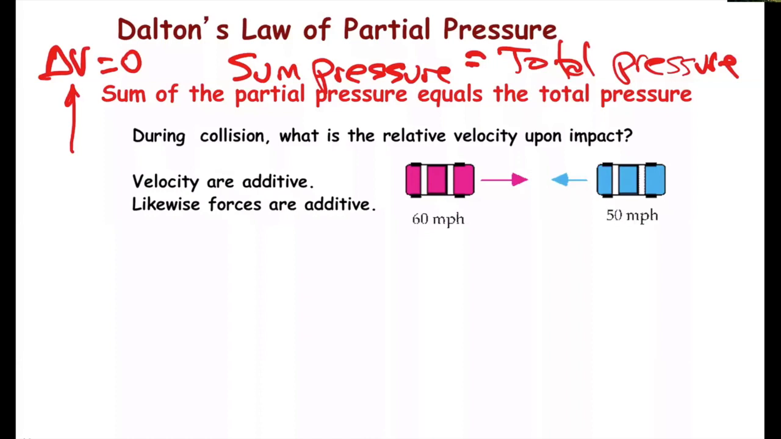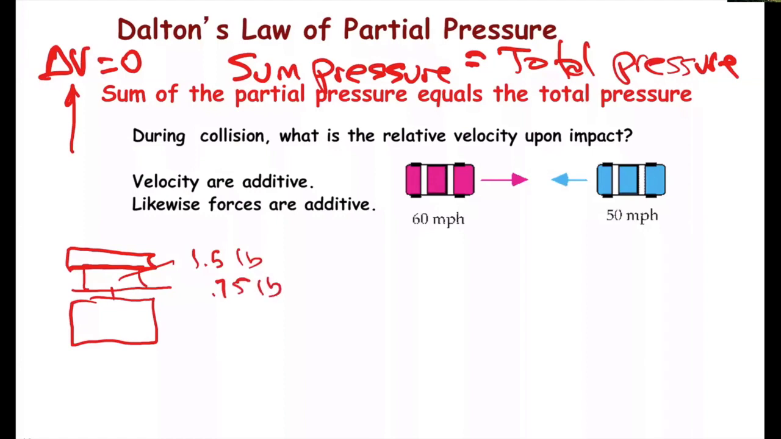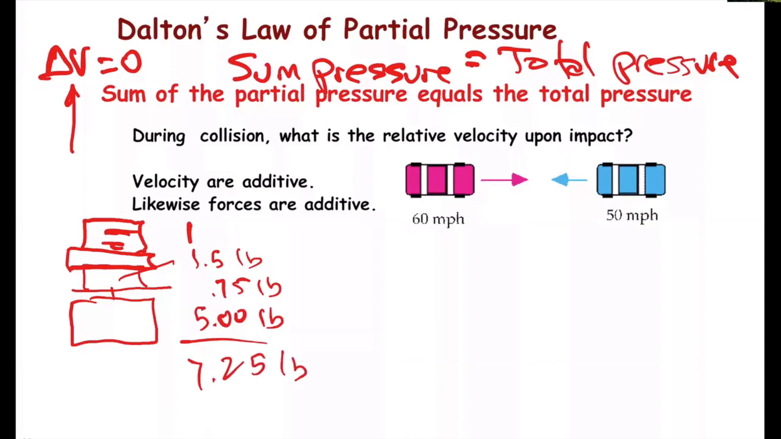Okay? So Dalton's law of partial pressure is basically the idea that the sum of the pressures is additive. It's like if you have a scale and you add books to it, and let's say that one book is 1.5 pounds, another book is 0.75 pounds, and a third book happens to be 5 pounds. Then the scale is just going to read the sum of those masses, 7.25 pounds. Well, that's basically what we are saying in terms of Dalton's law of partial pressure. The sum of the gas pressures is equal to the total pressure. That's simply what we're saying.